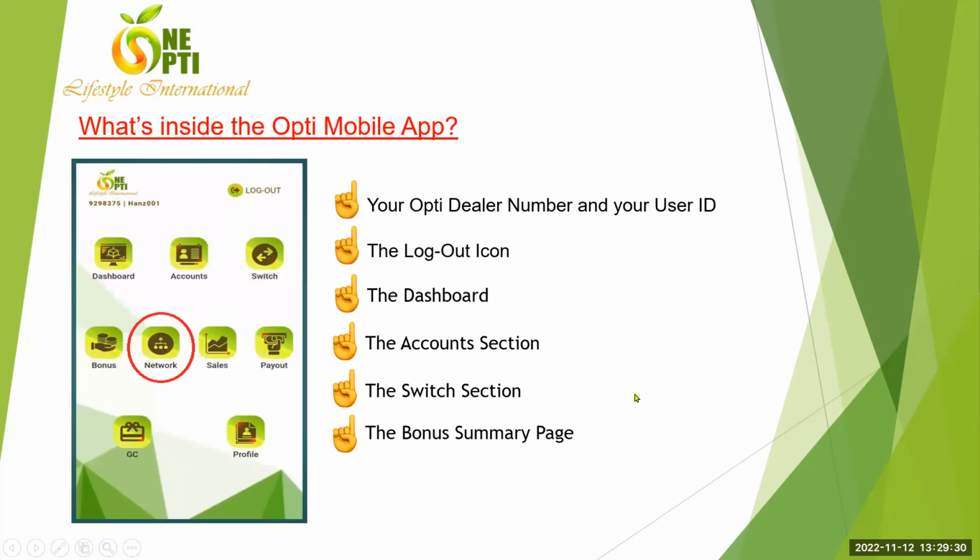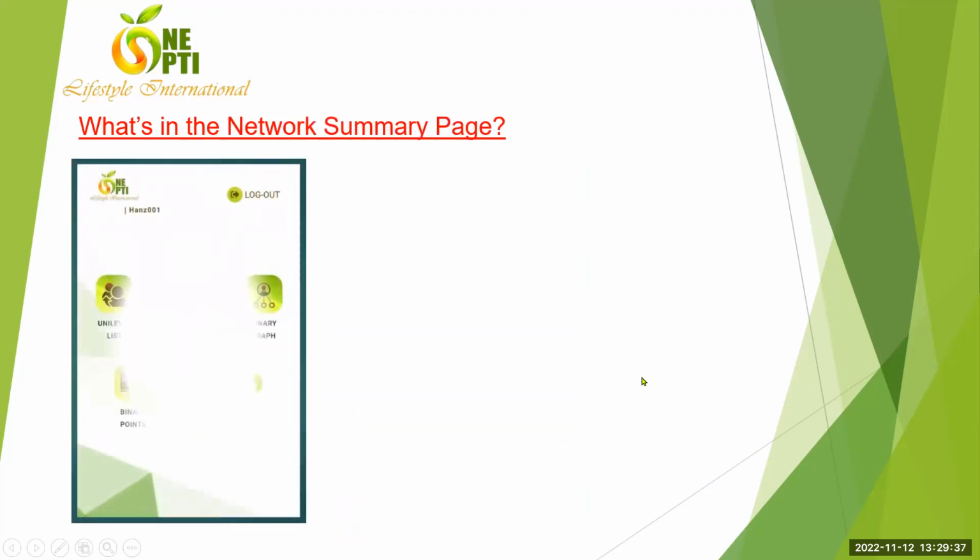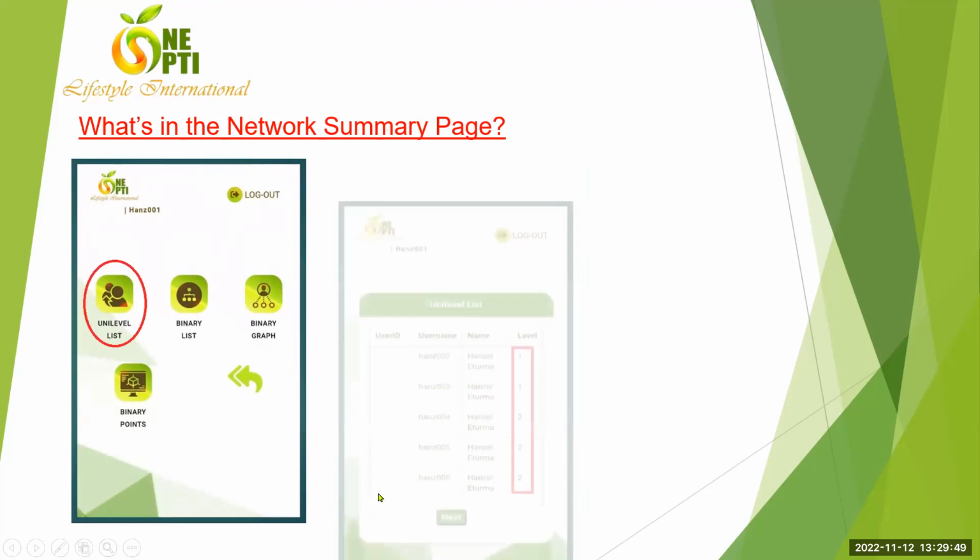All right, now let's go to the network icon. The network icon summary page. Basically with this one, you will see additional icons. We have the uni-level list, binary list, the binary graphic list, and the binary points. So allow me to discuss the difference of these 4 icons.